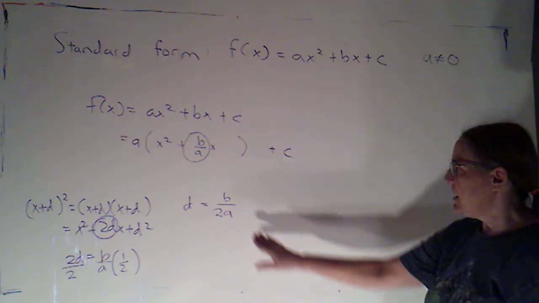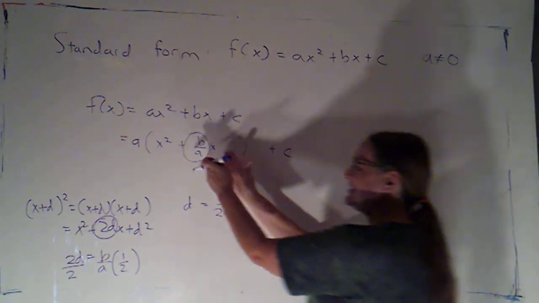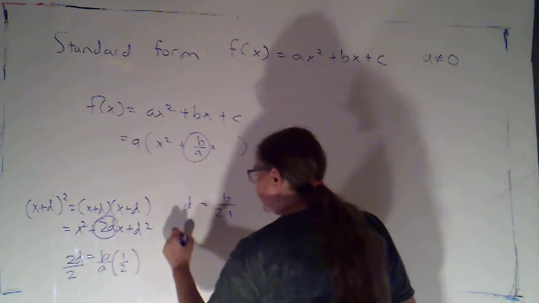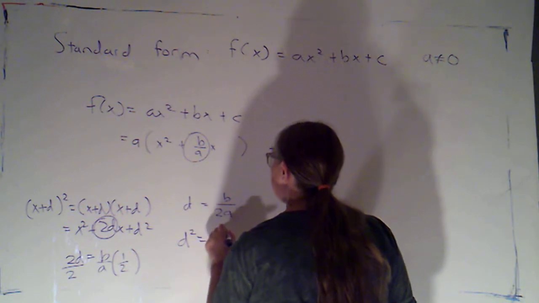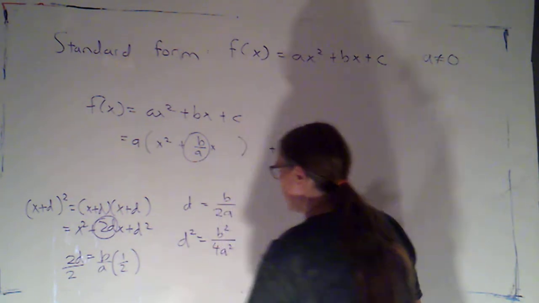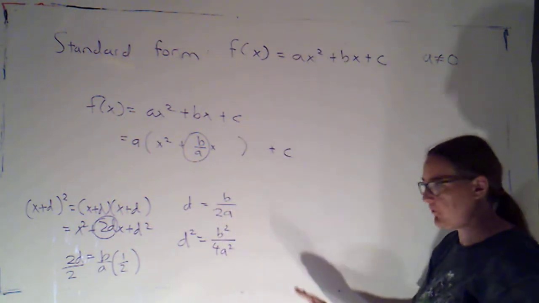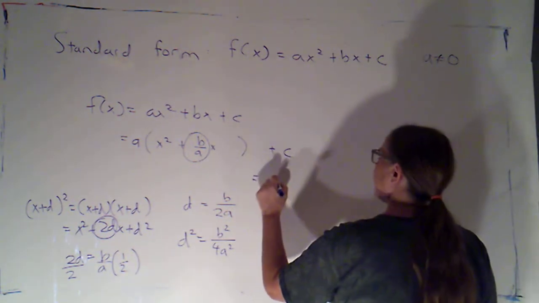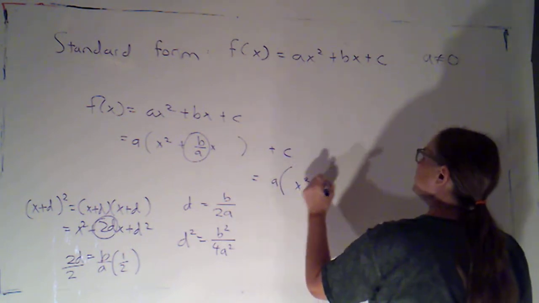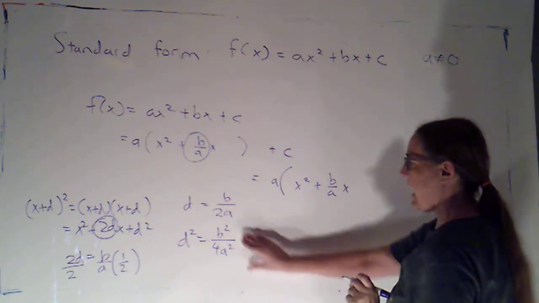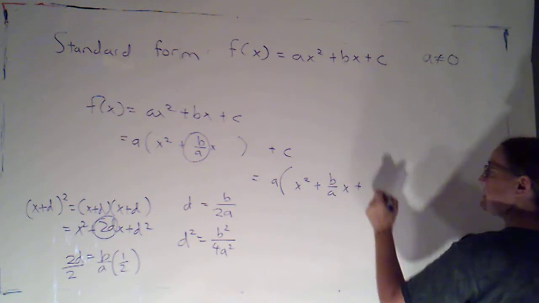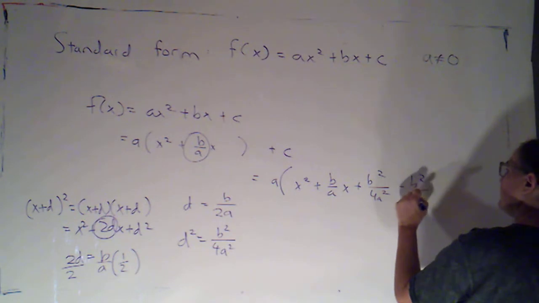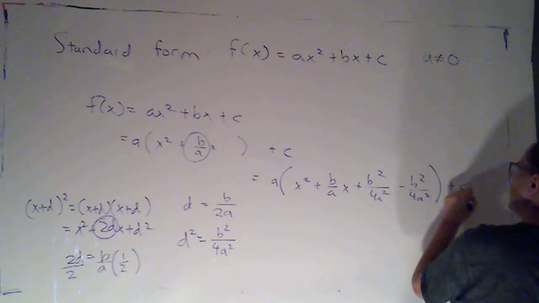All right. With that choice, these first two terms match the first two terms of my formula. Now d squared would just be b squared over 4a squared. Square the b, square the 2, square the 4, square the a. Okay, so now I would say this is a times x squared plus b over a x. I would add and subtract my d squared. So plus b squared over 4a squared minus b squared over 4a squared plus c.